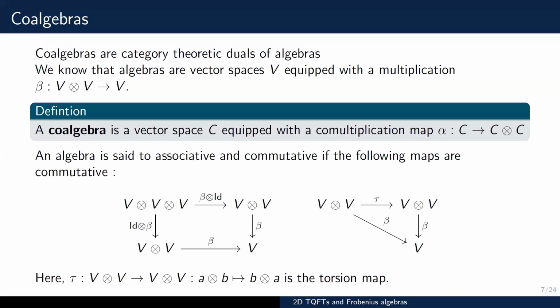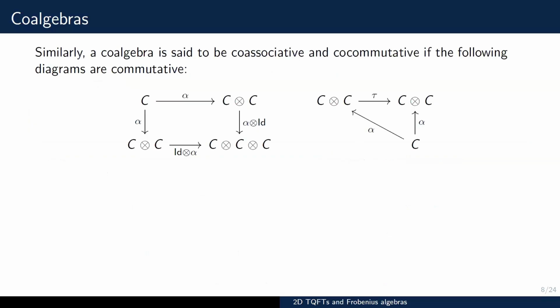Why I have written them in such an involved manner is that now we can use them to define dual notions of co-associativity and co-commutativity, where we replace our multiplication by co-multiplication and reverse the direction of arrows. A coalgebra is said to be co-associative if the first diagram is commutative, and it's said to be co-commutative if the second diagram is commutative.